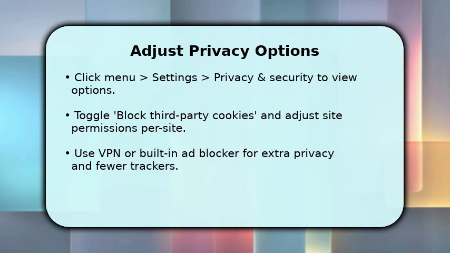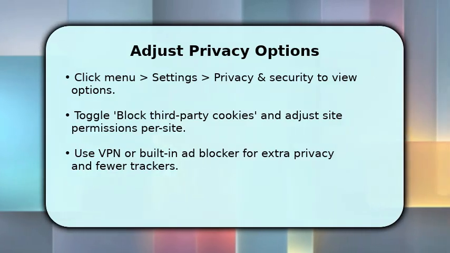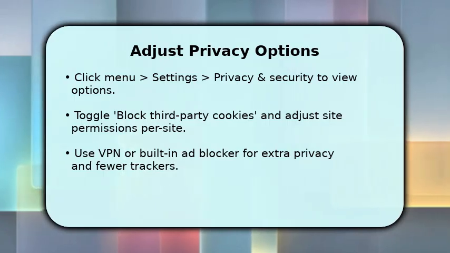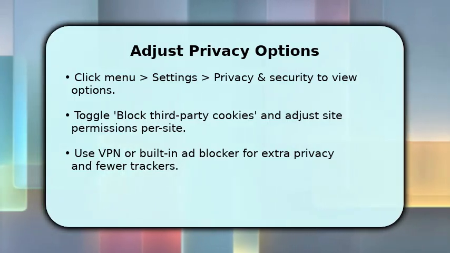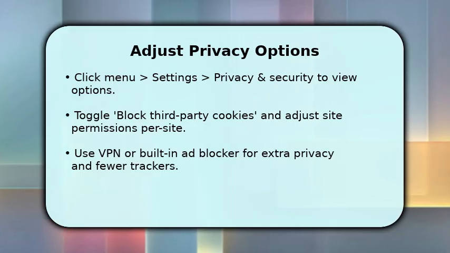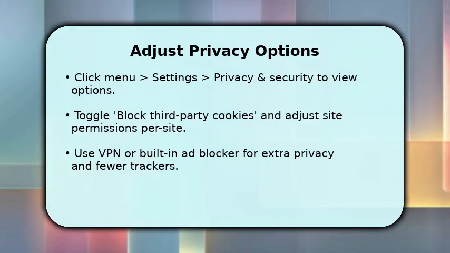Once the private window is open, you should fine-tune privacy controls to match your goal. Go to Menu, then Settings, and open Privacy and Security to toggle blocking of third-party cookies and to manage site permissions. You do this so trackers are limited even in private mode.